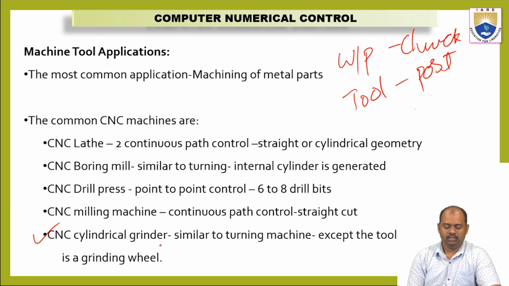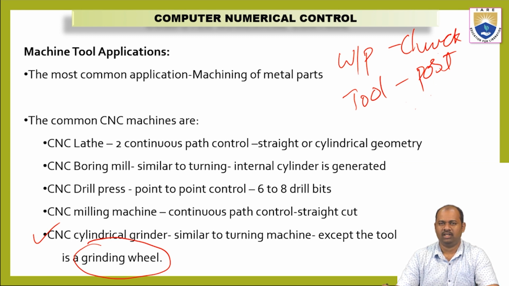So in a CNC cylindrical grinder, this is very similar to a turning operation, where the tool is replaced with a grinder. A grinding wheel is attached to the tool post, where it can be used for grinding metal parts. So what is a grinding operation? Grinding operation is nothing but removing a very small amount of material from the workpiece. Very small means it can decrease the roughness of the surface of the metal piece. If we want to decrease the roughness of the surface and make it smooth, that is when the grinding operation is used.